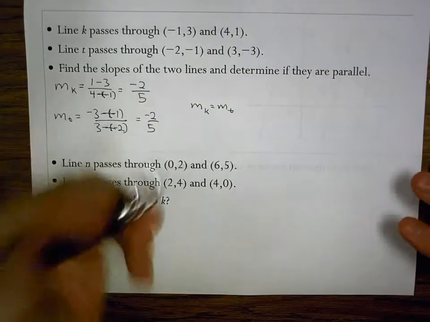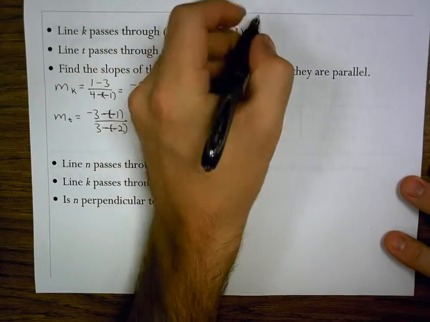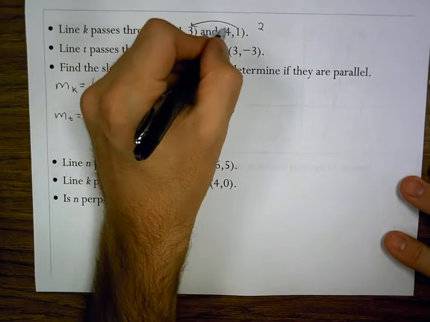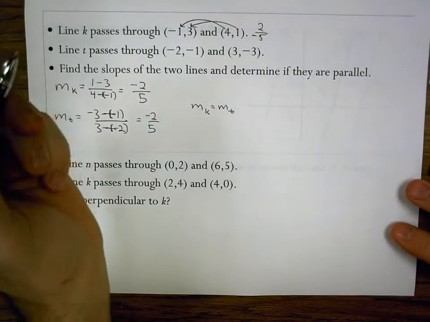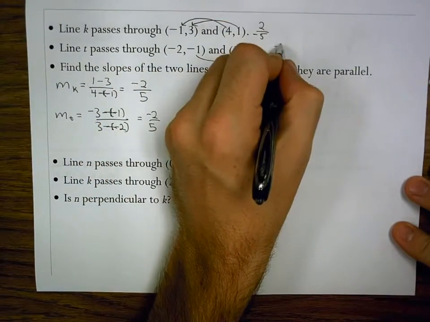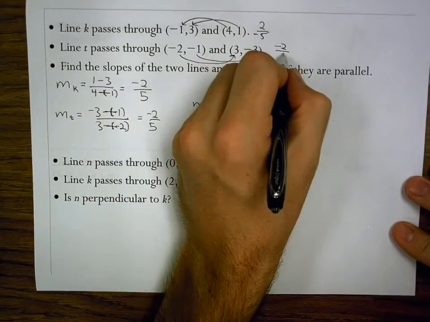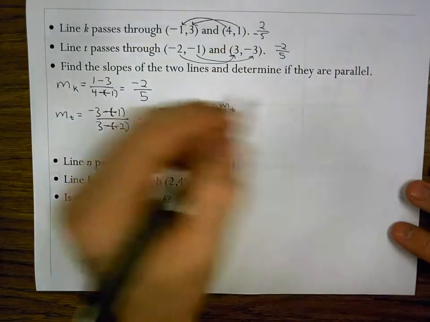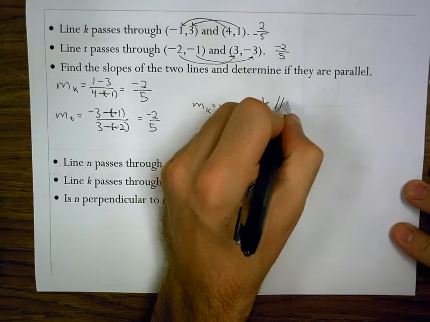Now if you're not sure how we got the slopes, I went from 1 to 3 was my change in y, that's 2. I went from 4 to negative 1, that's negative 5, so I get negative 2/5 there. If I go from negative 1 to negative 3, that's a change of negative 2. If I go from negative 2 to 3, that's a change of 5, so I can even see there the slopes are equal, therefore K is parallel to T.